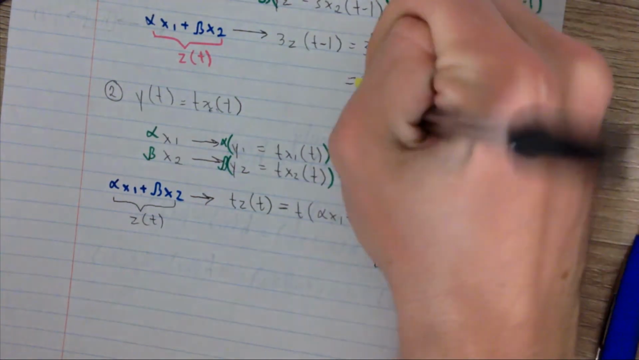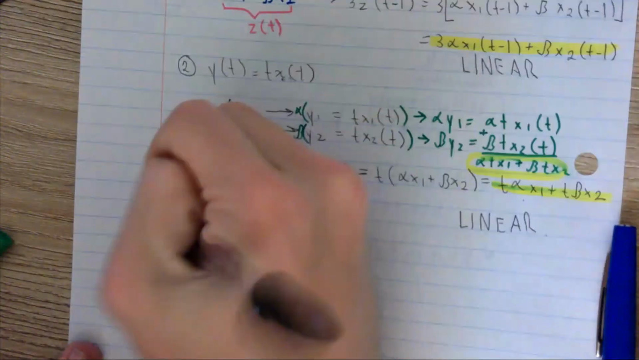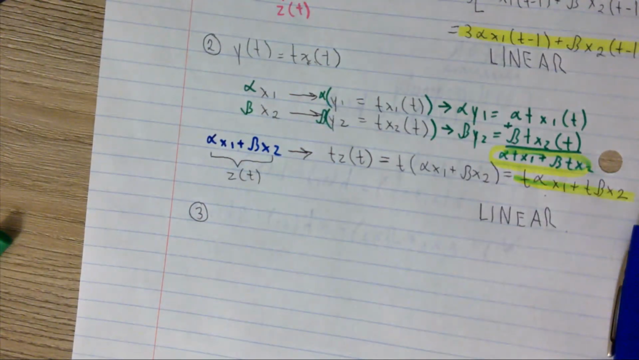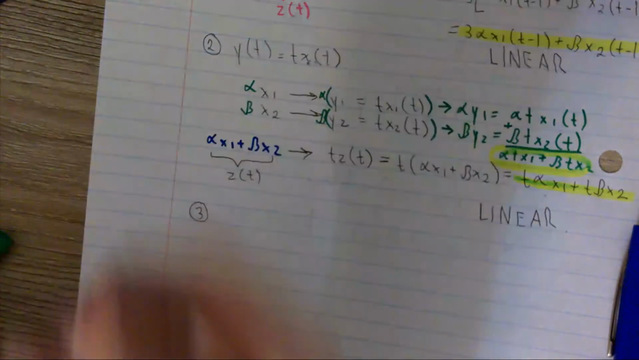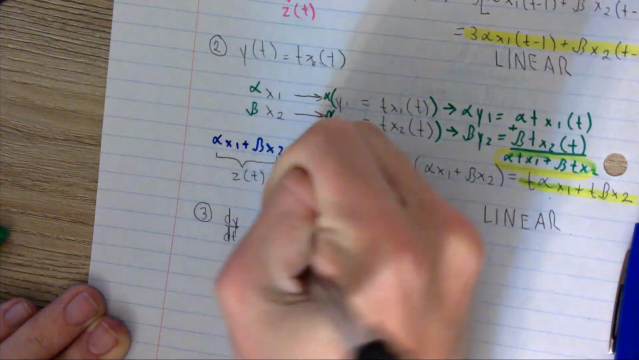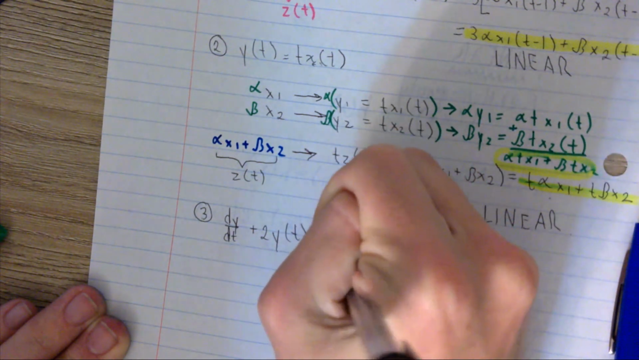Now we're going to step up the complexity a little, so just be a little cautious here. You have to start small and then see if it works or not. So this one is going to be a good example. Let's do it. The first one says dy/dt plus 2y(t) is going to equal the integral from negative infinity to t of x(tau) d tau.